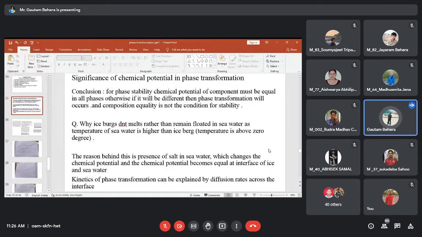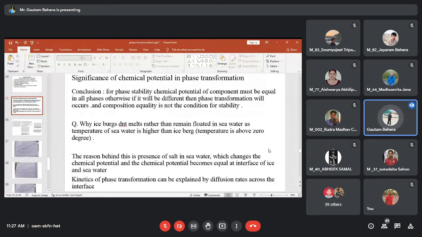Okay, so the first topic is significance of chemical potential in phase transformation. So you already know the definition of chemical potential and you understand what chemical potential is exactly, right? So what is the conclusion actually? The conclusion is, for phase stability, the chemical potential of the component must be equal in all phases. So you have to remember, this is the most important part, that suppose you have two phases, alpha and gamma, right? Then if a component A is present in alpha phase and gamma phase, and that particular component A has the same chemical potential in alpha phase as well as in gamma phase, that means that is the stability condition.